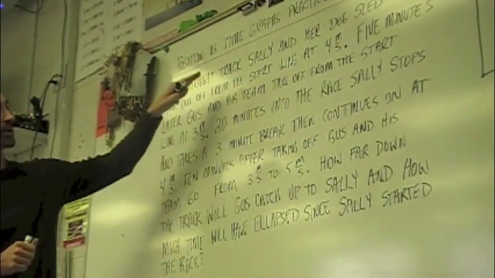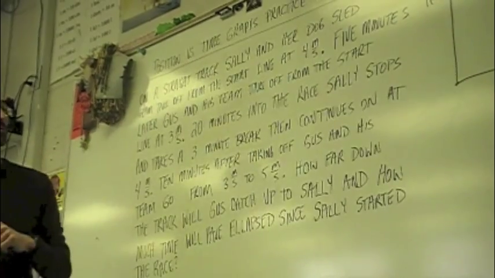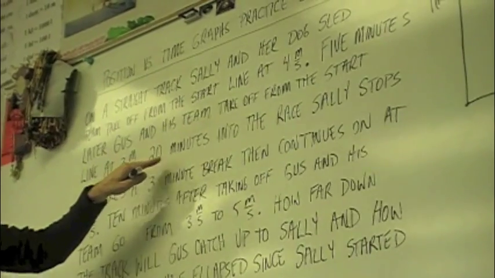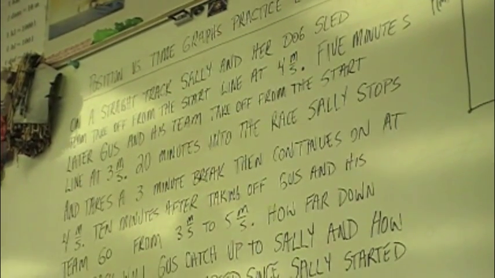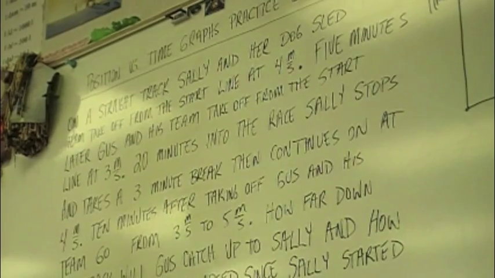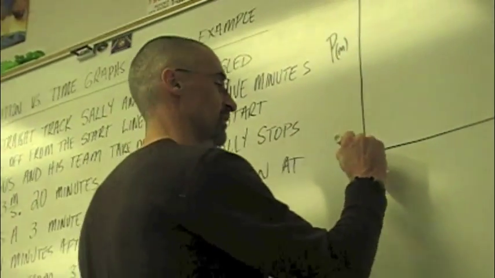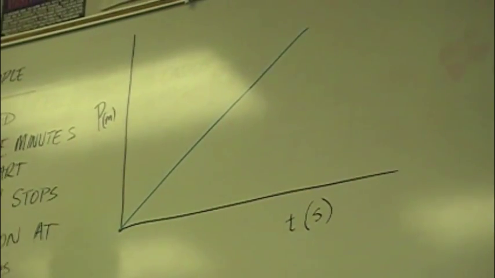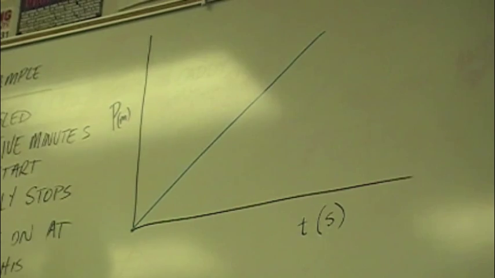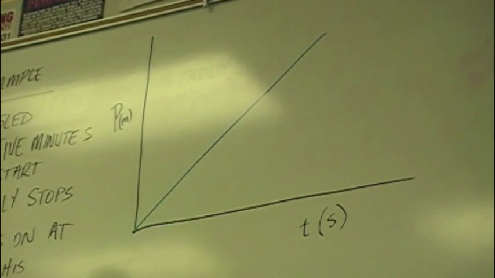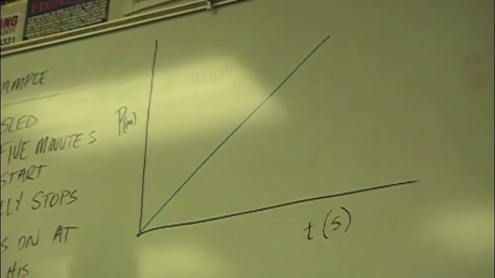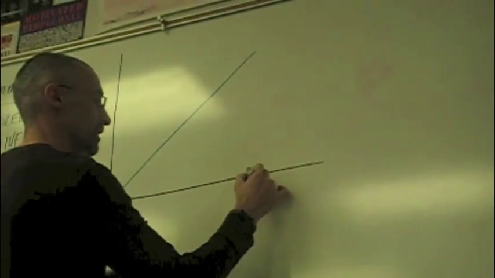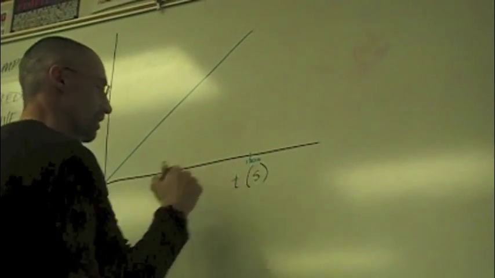So let's go to Sally. She takes off and goes 4 meters per second for a while, and it says 20 minutes into the race, Sally stops. So she's going to go 4 meters per second for 20 minutes. I'm going to draw something that looks maybe like that. Now, what's 20 times 60? Is that 1,200? So that's 1,200 seconds. If I come down here, 20 minutes is 1,200 seconds.